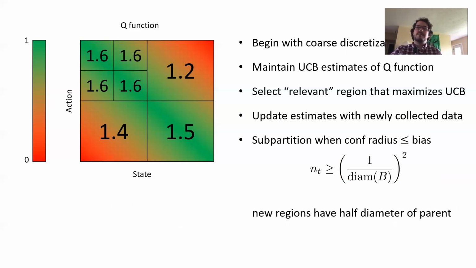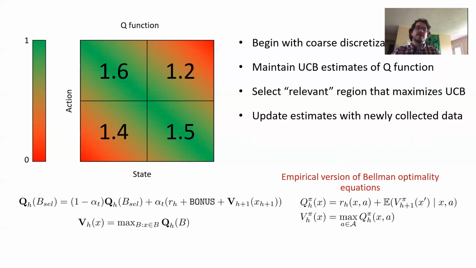With this, the process then repeats, but the main kick of our algorithm is deciding when we want to subpartition a space. And so what we do is we subpartition a region when the confidence radius in its estimate is smaller than the bias that it experiences. And you can write down what it means mathematically, and it corresponds to the number of times that you are within a specific region being larger than 1 over the diameter of the region squared. And once you subpartition a region, the new regions have half of the diameter of its parent. So initially, our partition looks like this.